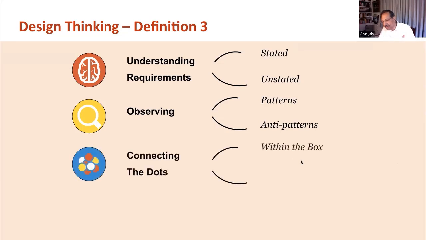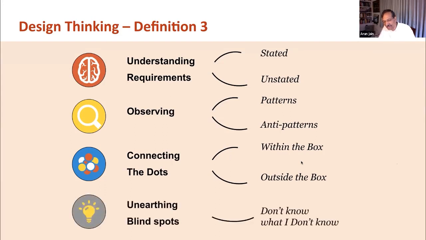And then I need to connect the dots, between AYUSH systems, and between AYUSH and modern medicine. During this process, I need to unearth the blind spot. Blind spot: I don't know what I don't know. A lot of tools, techniques and technologies have evolved. How do I use those tools and technologies? Can I use them in Ayurveda? Can I use them in Siddha? Can I use them in homeopathy? I need to look at it. What are the blind spots for each one of us?